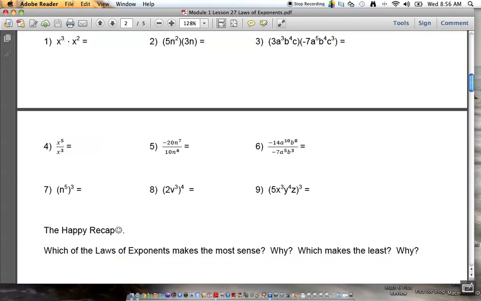Okay. What is x cubed times x squared, everybody? X to the fifth. Agree? Add exponents. Now, this is a slightly different one. Here, we're going to multiply coefficients. Coefficients means the number in front.